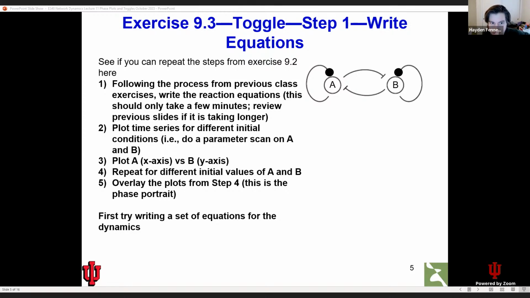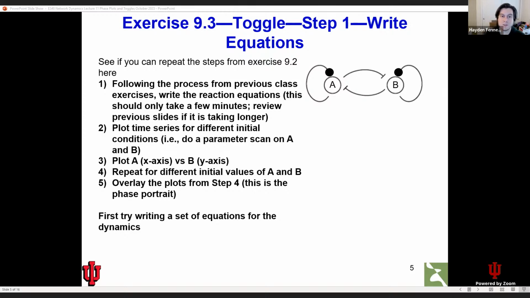And again, this should only take a few minutes. If it's taking you longer than that, please do review previous slides. Again, feel free to reuse code that you've used in the past. And then we'll do step 2, which is to plot the time series for different initial conditions.